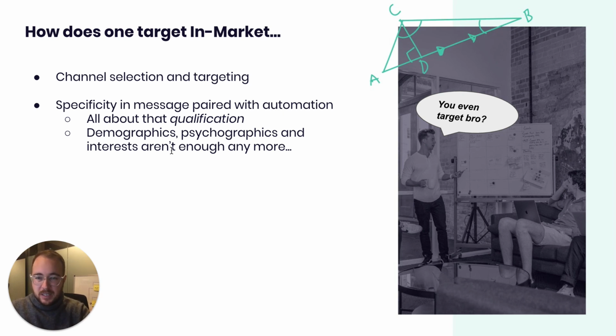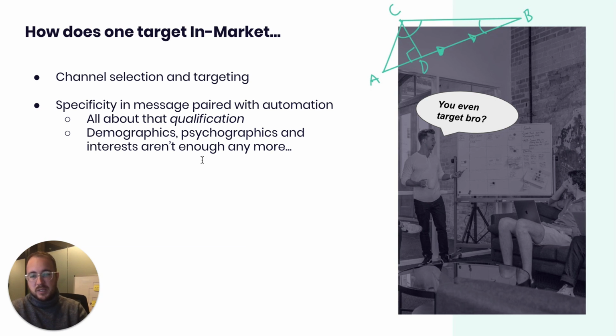The second bit is specificity in message paired with automation. So this sounds kind of complicated, but it's not. So what this is really saying is if you create a very specific piece of creative that only talks to what you sell, Facebook will then be able to find the people that are going to be interested in that message. So this will make sense in a sec when I show some examples.